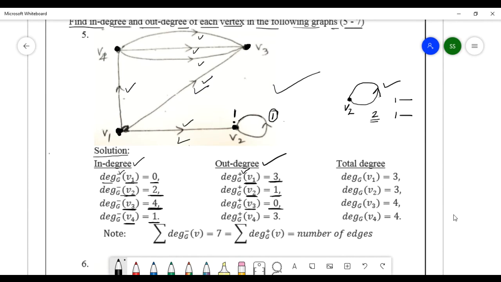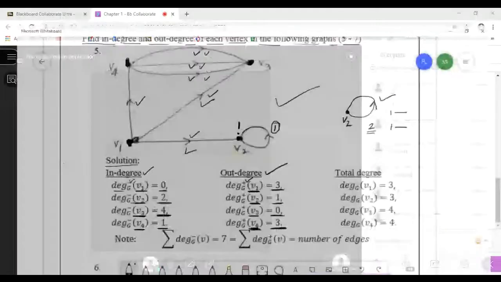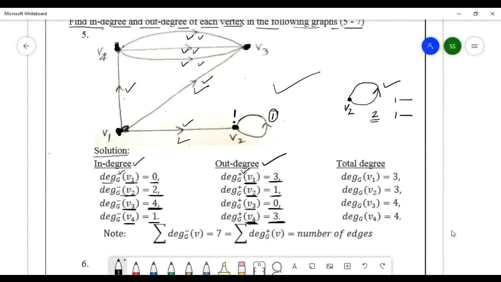Right? And now vertex V4. How many edges are going out from V4? V4 is here. Look, one going out, another going out, and a third. So 3 going out, meaning the out degree of vertex V4 is 3. Yes, 3.